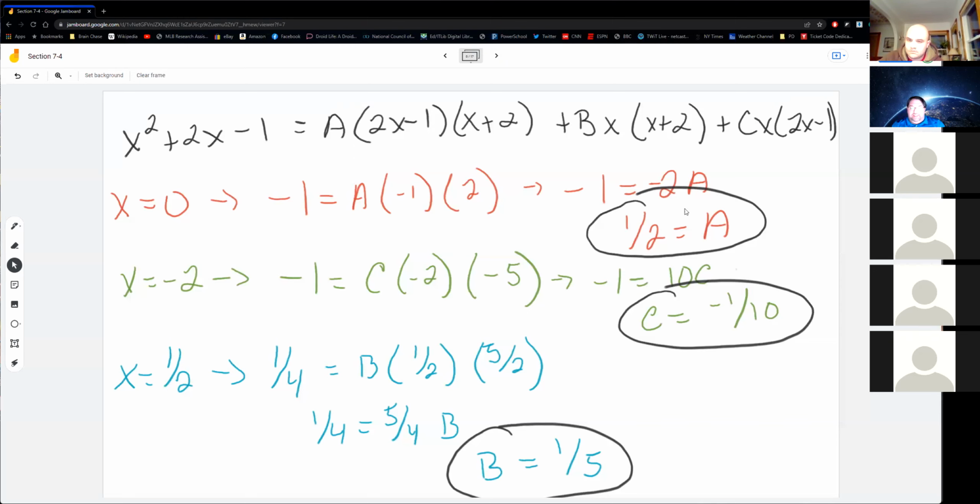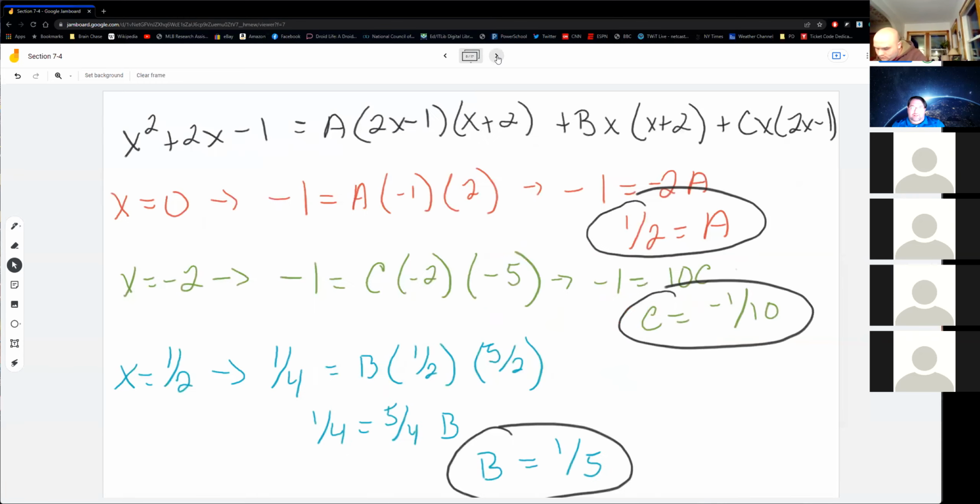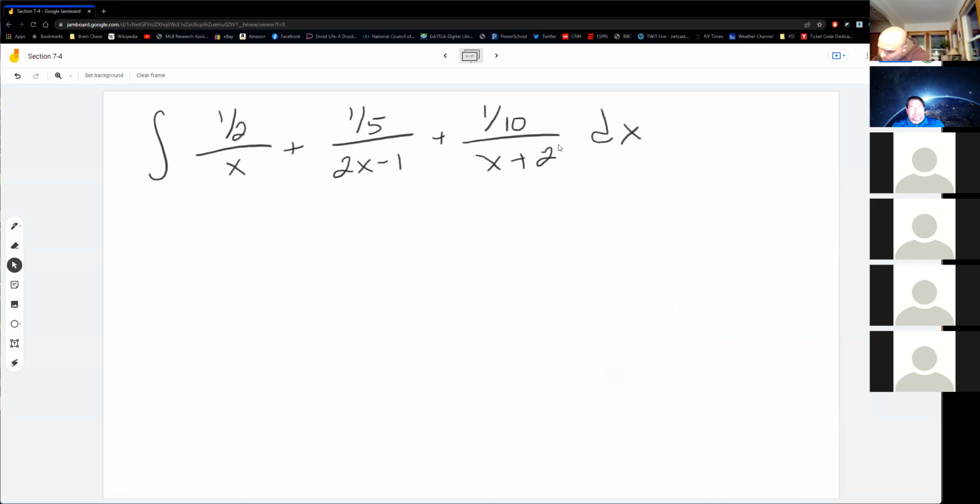All right, so now we have A, B, and C. So I can plug in my A, B, and my C up here, which is going to give me this. So the integral of the first one is just 1/2 ln of x.